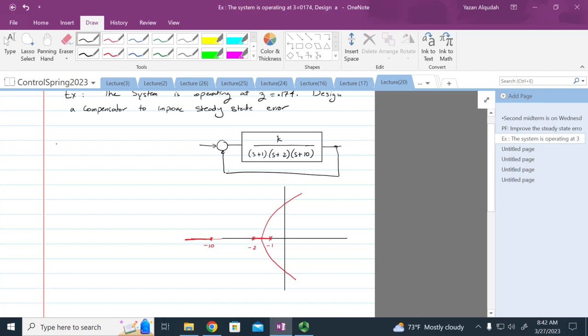We've done it in the previous class. We said zeta equal to 0.174. Therefore, theta that this pole makes is equal to cosine inverse of 0.174, which is going to equal 79.98 degrees. And therefore, I can come to the root locus here and plot a line that makes 79 degrees.